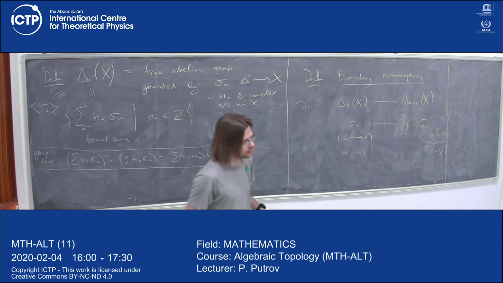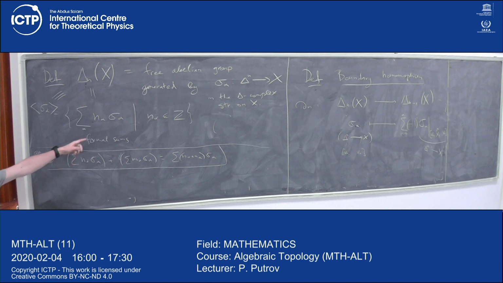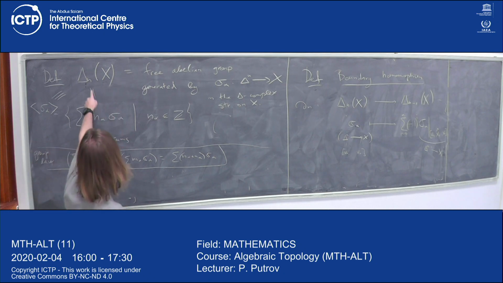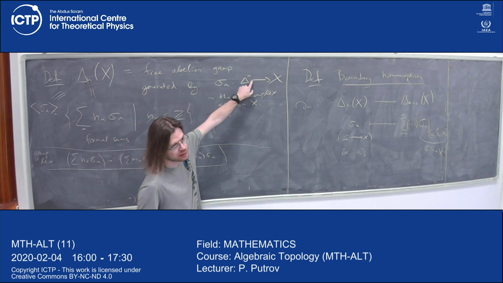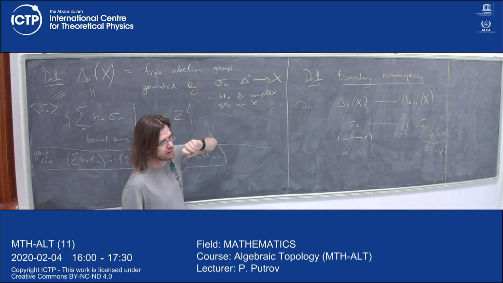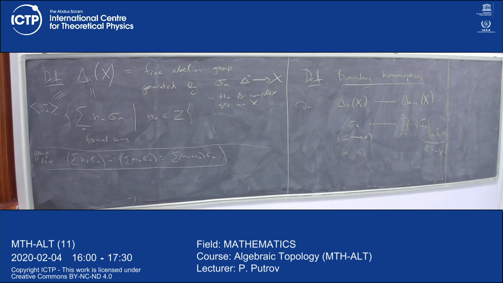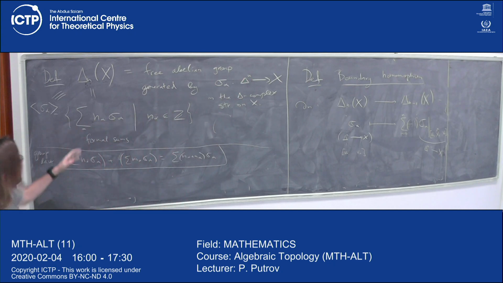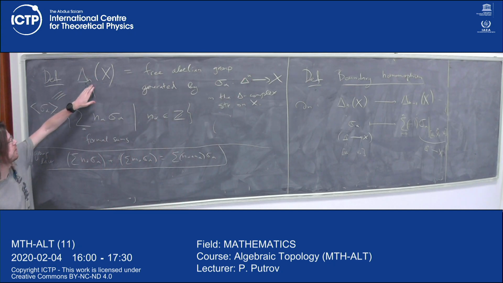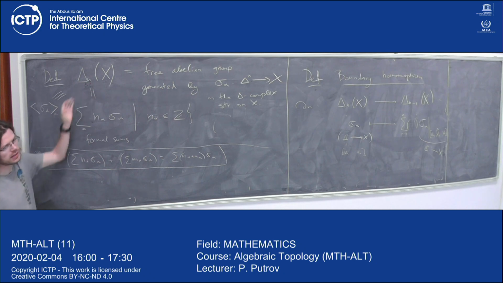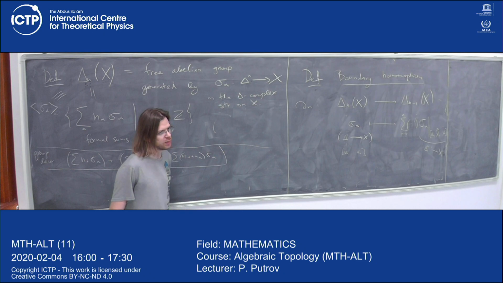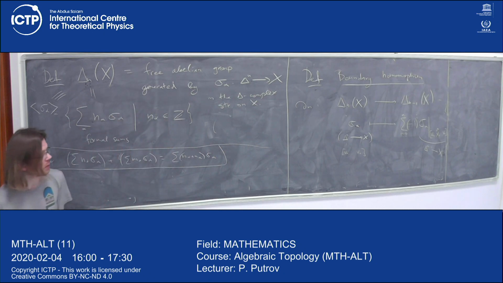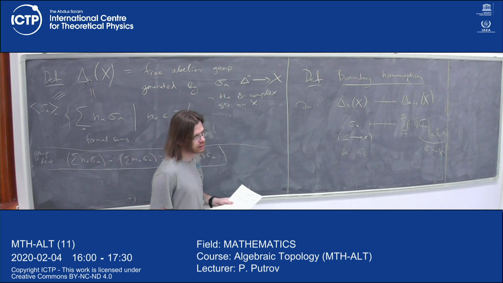So in the definition, we assume that all the generators have the same dimension n. Yes, here n is fixed, so we only consider σα for fixed n. Of course, we can consider a direct sum of these abelian groups for all n's, and then this will be just formal sums of all σ. But here n is fixed.